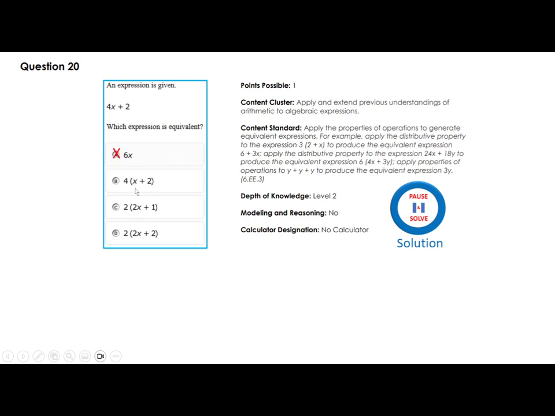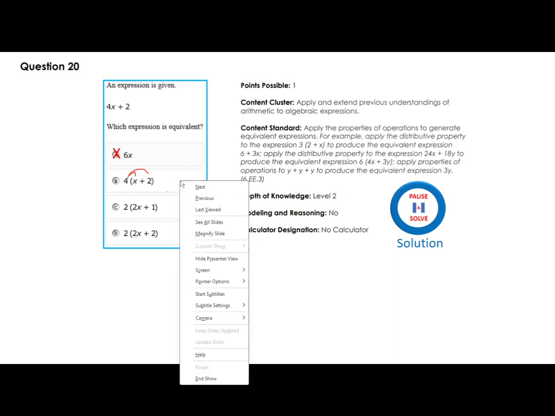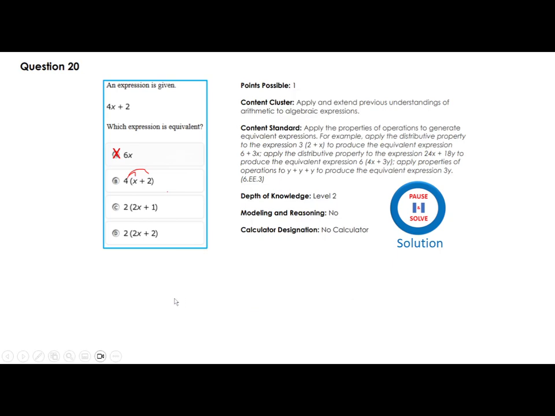Let's look at this one. What is this? If you multiply like that, that is 4x plus 8, and that's not good, okay? And this one here is 4x plus 2. And that's exactly this one here, so that's your good answer. This one here is 4x plus 4, and that's not the same as this expression, and that's an incorrect answer.